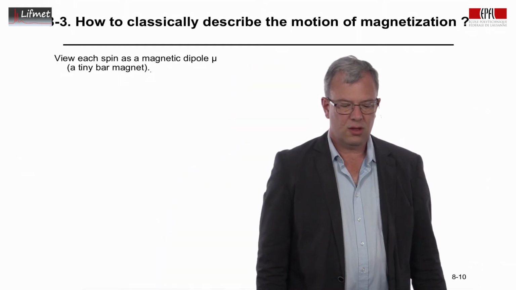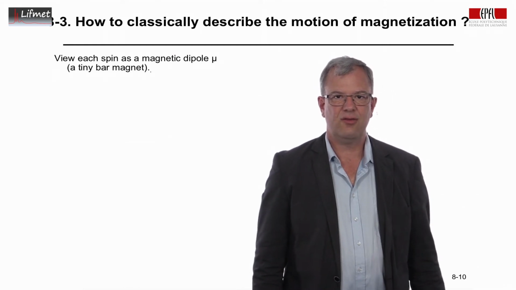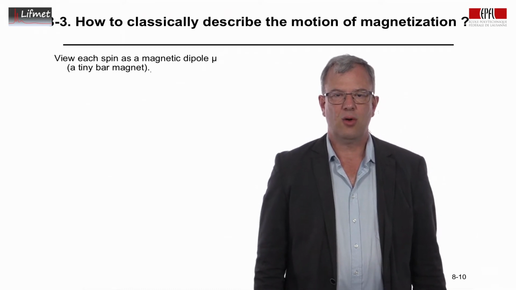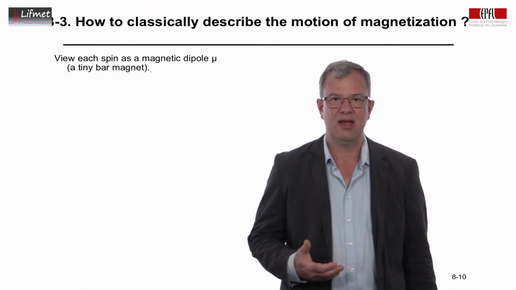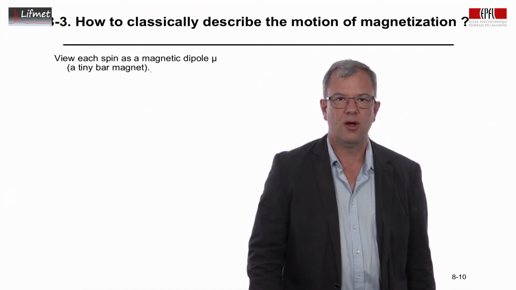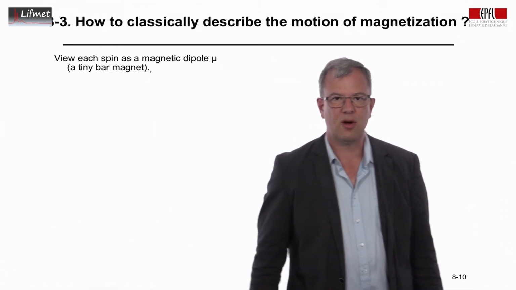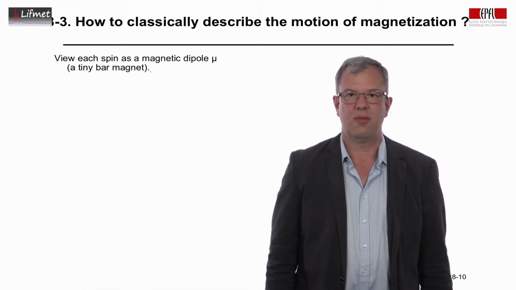Now we'll do this by the following analogy, again to classical physics. We'll view each spin, each nucleus, as a magnetic dipole mu. That is, we can visualize it without it having any resemblance to the actual situation. It's just the electromagnetic properties, but we can think of it as a tiny, virtual tiny bar magnet.